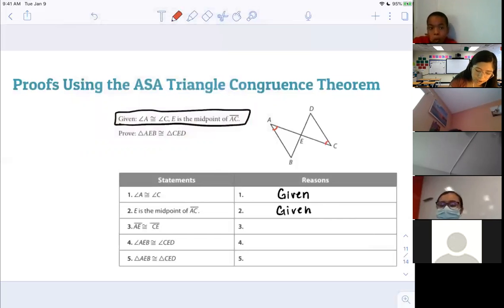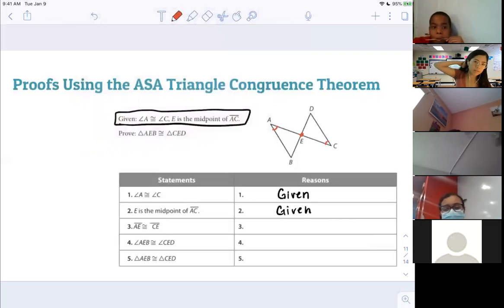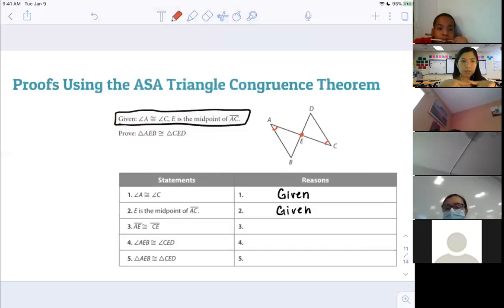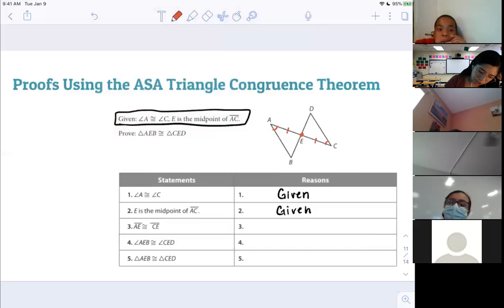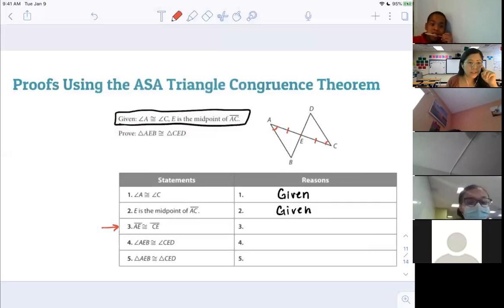So if E is the midpoint of AC, what do we know? That they're congruent. Be more specific. What is congruent to what? AE is congruent to CE. Good job, which is what they tell us in step 3. Notice, AE is congruent to CE.